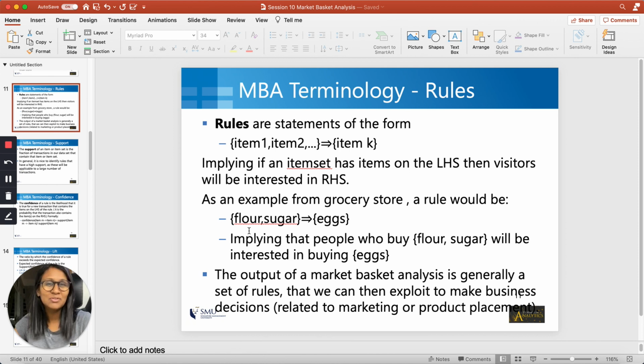So basically, I'll go to my data set, I'll look at the number of transactions or the number of baskets where flour, sugar and eggs are all present, and I divide that by the number of total transactions, and that percentage will give me the support of a rule. So remember, the support of a rule is that the left hand side and right hand side are both present. That is what we are trying to find when we're trying to find the support of a rule.